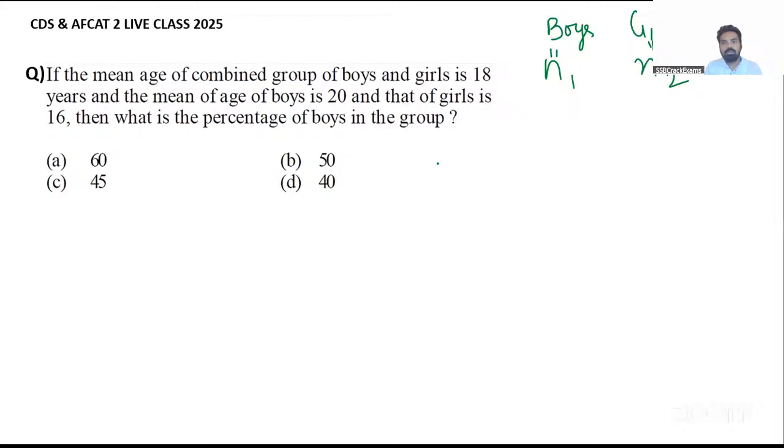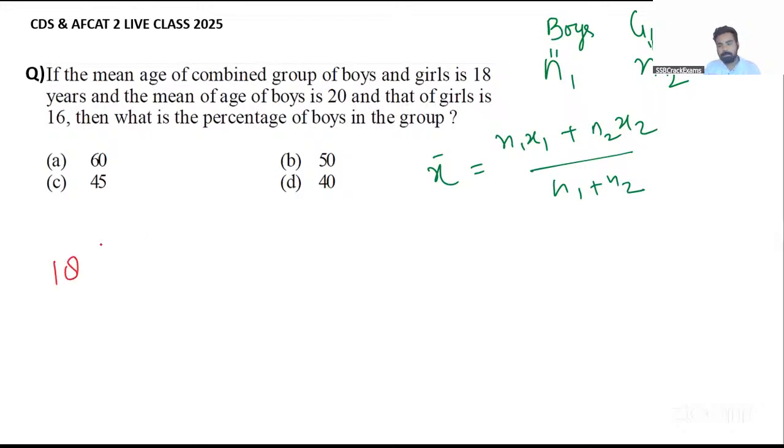Then we know that the complete mean is equal to N1 x1 plus N2 x2 upon N1 plus N2. All right, this is what we know. So now we are given that the complete mean x is equal to 18. And N1 x1, we do not know N1, we know x1. N2, we don't know N2, we know that x2 is 16. Then N1 plus N2.